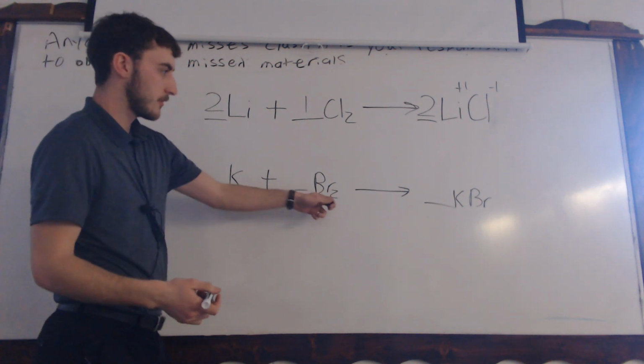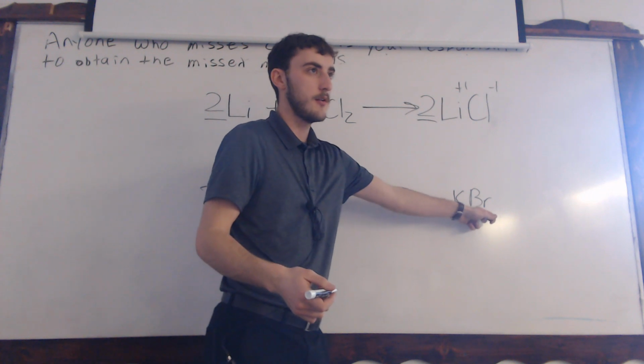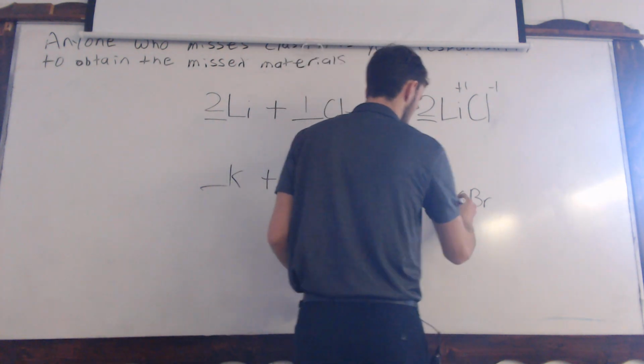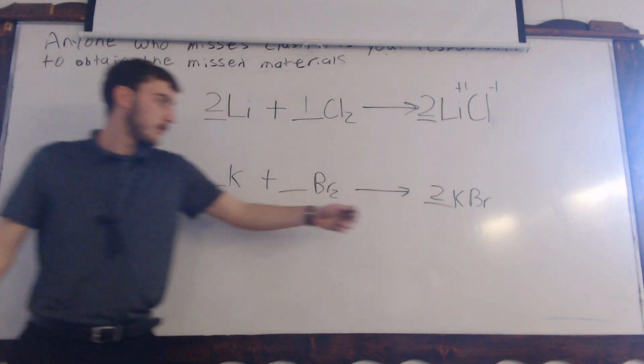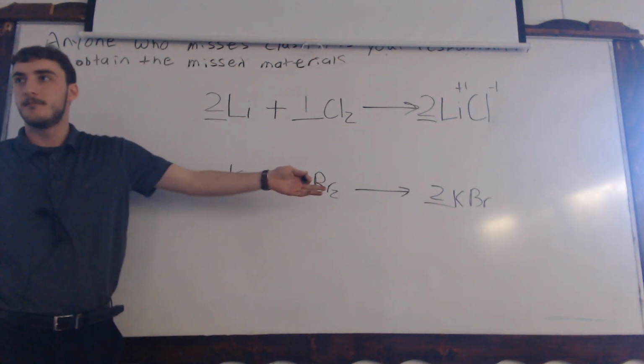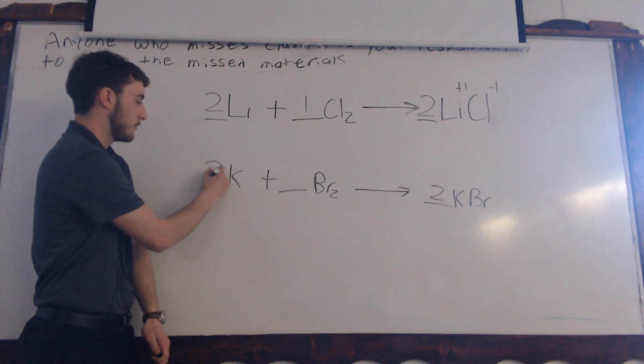Yeah, so you do 2. Yep, because we need 2 Br over here. We need 2 because we have 2 right here. That means we need 2 over here. Well, now we have 2 potassium. So we need 2 potassium over here.